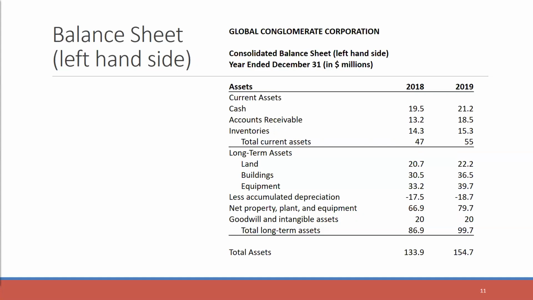So we'll think of our inventory as closely related to our cost of goods sold, and our accounts receivable is closely related to our sales. You'll also notice on the balance sheet that we have long-term assets. Well, what are they? They're our land, our building, our equipment, and you'll see that we also have to reduce our long-term assets by our accumulated depreciation. Lastly, I'll point out that we do also have goodwill and intangible assets on our balance sheet. And when we sum everything together, we get our total long-term assets. So our total assets in 2018 were 133.9 million, and our total assets in 2019 are 154.7 million.